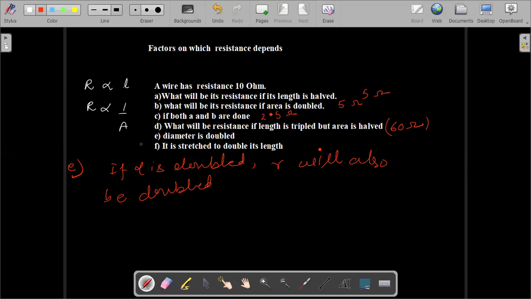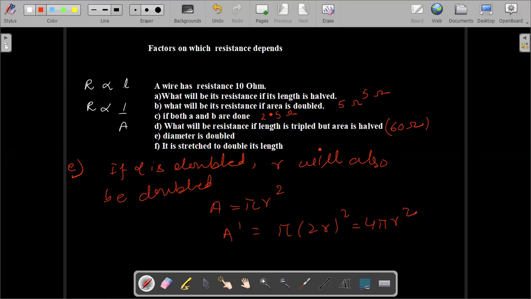So we have a link between area and radius. The area is given as pi r squared. So if earlier area was pi r squared, the new area will become pi times (2r) squared, which will become 4 pi r squared. So we can think of area increasing 4 times. When the radius or the diameter is doubled, the area is increasing 4 times.